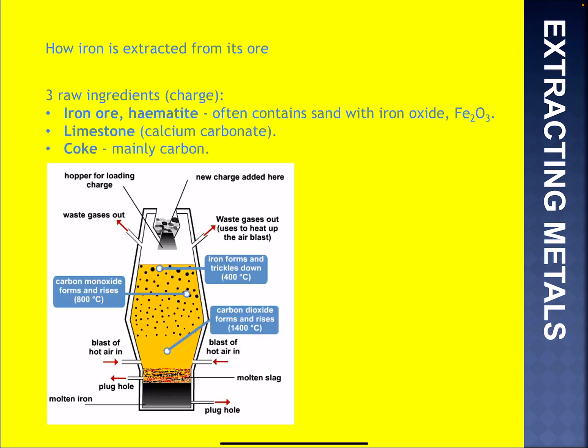So we need to take a look at how iron is extracted from its ore. There are 3 raw ingredients which we call the charge. Iron ore, which is hematite, limestone and coke are all dropped in. You can see the blast of hot air. Chemical reactions take place here at very, very high temperatures, and we get 2 products. We get the molten iron and the molten slag, which is called calcium silicate. If we move on then.